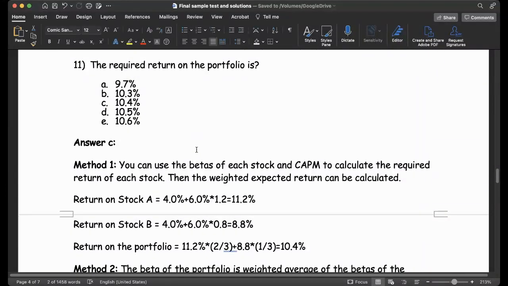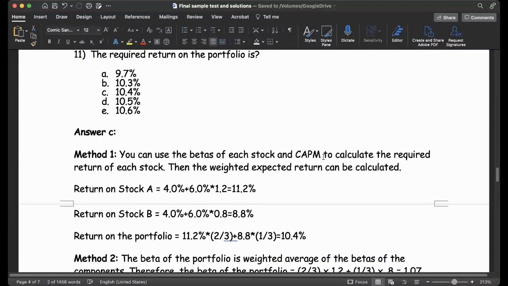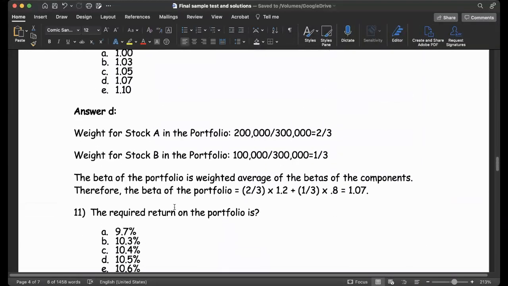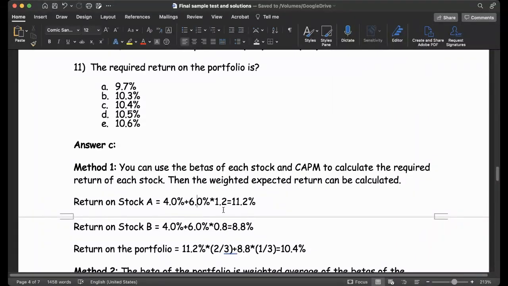Okay, there are two methods here. The first method is that we can use the betas of each stock and CAPM to calculate the required return of each stock. Then we can calculate weighted expected return based on using the weights for the two stocks multiplied by the returns for the two stocks. If we go this way, the return on stock A will be the risk-free rate given as 4%, plus the market risk premium given as 6%, multiplied by the beta of stock A, which is 1.2. So we have return on A, which is 11.2%.